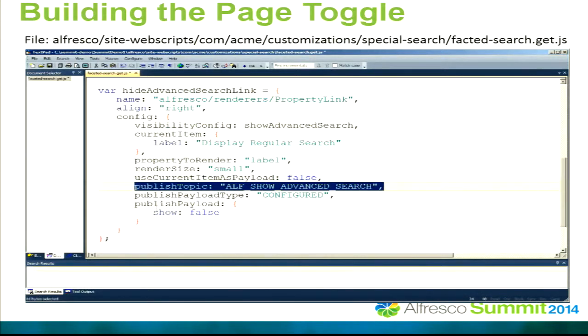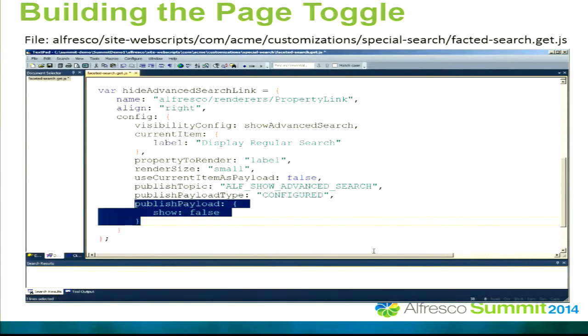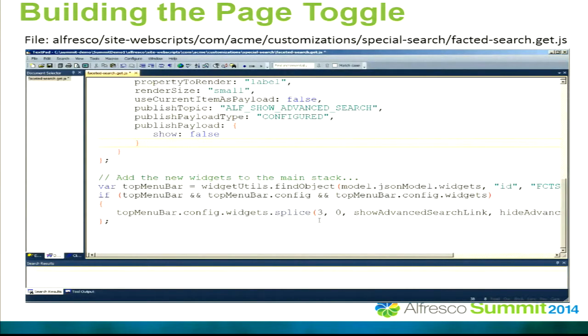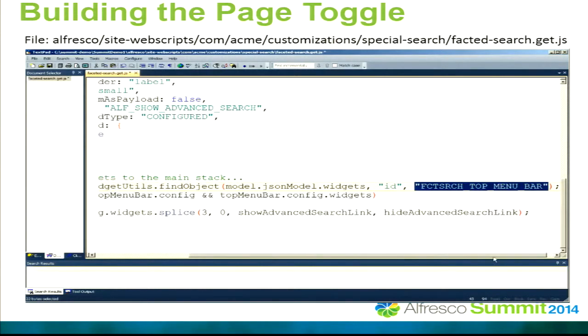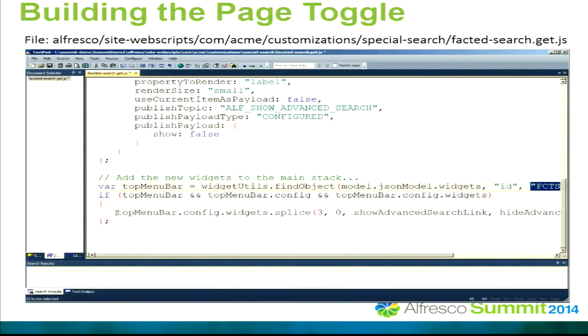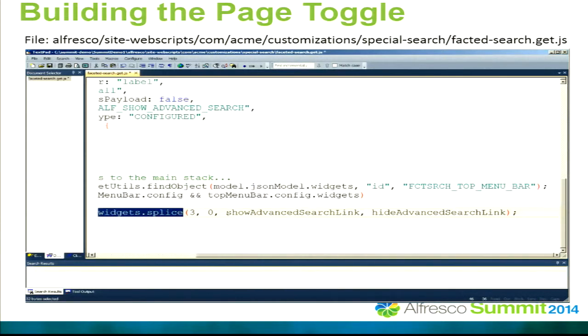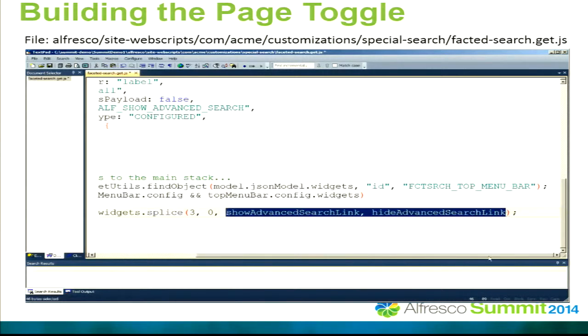And it also publishes to the same topic with a different payload. The top one had a thing that said show true, and this one says show false. So to add that to the page, I find the object using this widget utils function, and I'm searching on that ID that I just found a minute ago, the faceted search top menu bar. That gives me a handle to the object on the page, and then I can splice things back onto that handle. So I'm adding those objects that I just defined, that have a couple of different links on them, to that part of the page.